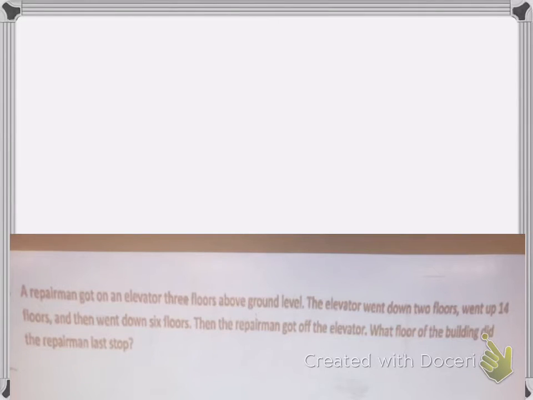All right. So your at-home review starts off with this question: a repairman got on an elevator 3 floors above ground level. So if this is ground level, he is 3 floors above that. 1, 2, 3. All right. So he is up here to start off.